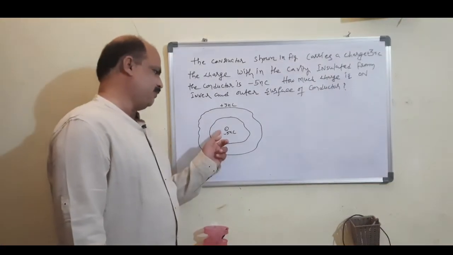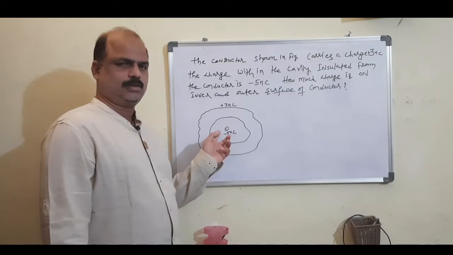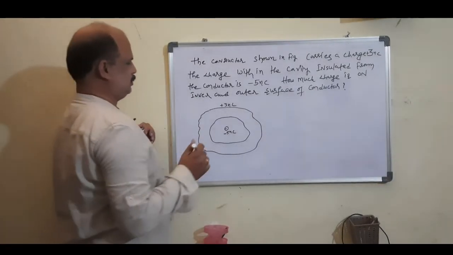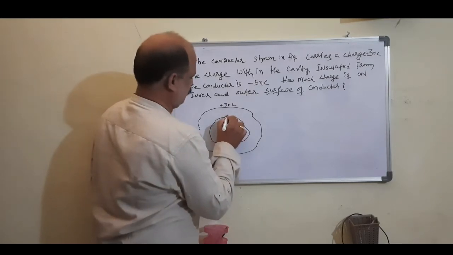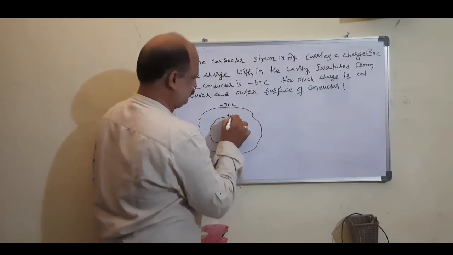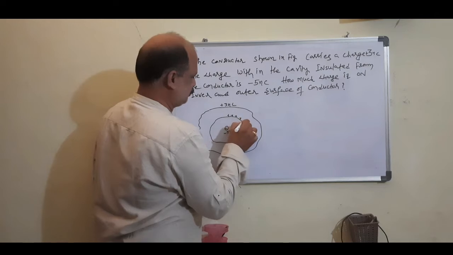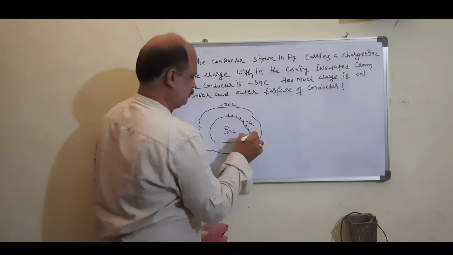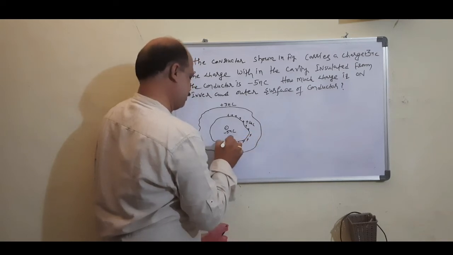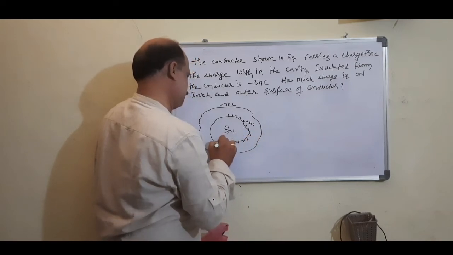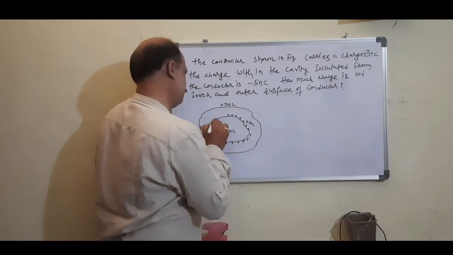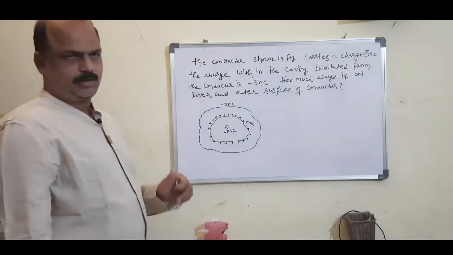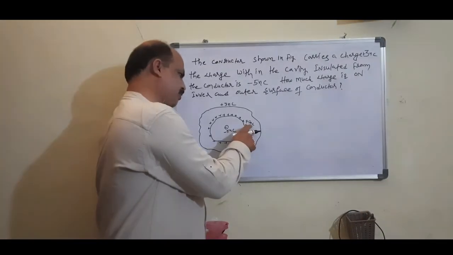So, here minus 5 nanocoulombs is present, which causes the induction process. What is the charge induced here? Plus 5 nanocoulombs. Equal and opposite charges. On the inner surface, plus 5 nanocoulombs of charge is induced.